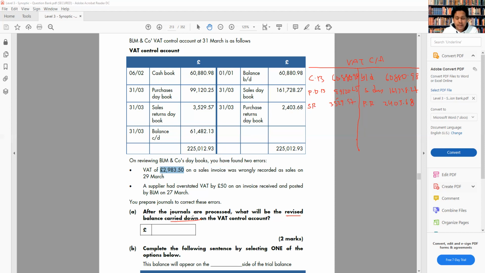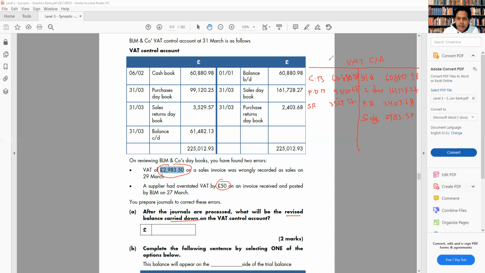That means balance CD. So all you need to do is record these two. The first one is the sales return, sales day book. So sales day book, that one we missed mistakenly. We thought it's a sale, but it is a VAT. So 2983.50.